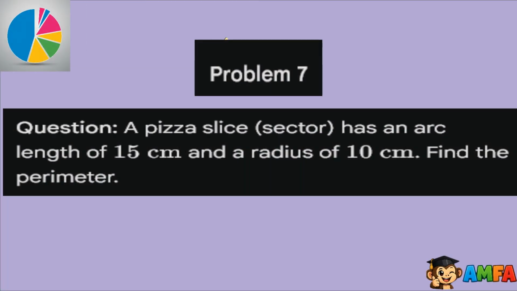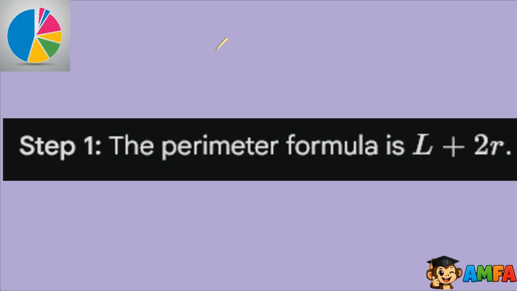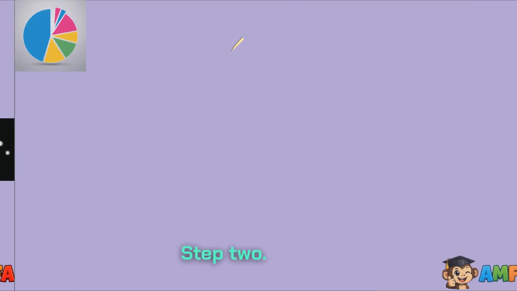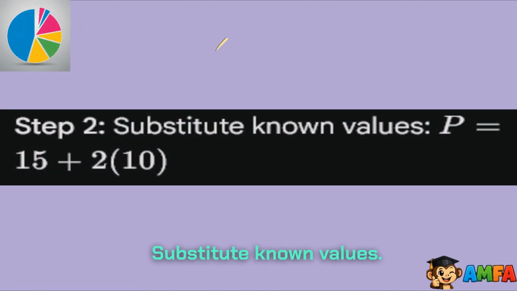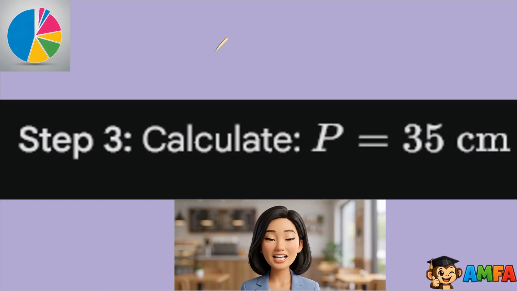A pizza slice has an arc length of 15 centimeters and a radius of 10 centimeters. Find the perimeter. The perimeter formula is L plus 2R. Step 2. Substitute known values. P equals 15 plus 2 times 10. Step 3. Calculate P equals 35 centimeters.